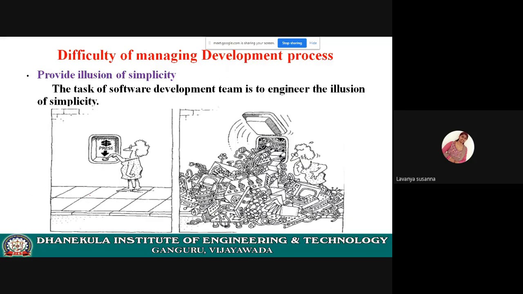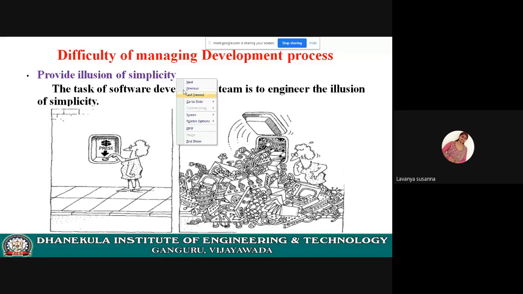Next, complexity arises. Next element. First element is completed. What is the first element? Problem domain, okay? From the problem domain, complexity arises. Next element is difficulty of managing the development process. So here the complexity arises. How does complexity arise? Let us see.